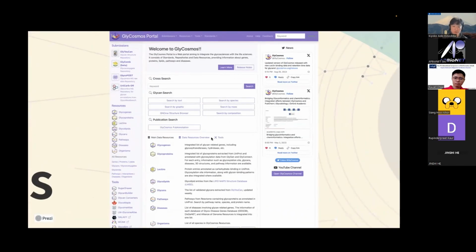Glycosmos, we publish updates every 4 months. The next one will be out soon, in a week or so. The main interface allows you to do a cross keyword search across all these different data resources. If you're looking for a specific glycan, there are different ways to look for a particular glycan, which I will describe in a little bit. And then the major resources are here, so depending on what you're looking for, you can just go to these different pages.